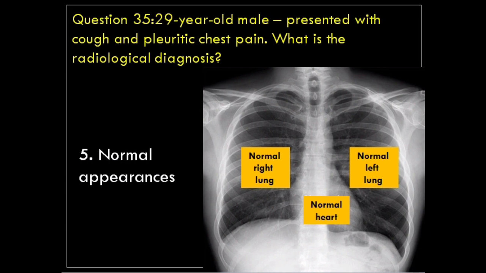The correct answer is, normal appearances. This chest X-ray is entirely normal. There is no evidence of metastatic disease, pulmonary fibrosis, sarcoidosis, or surgical emphysema.